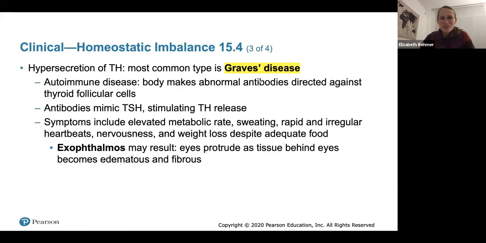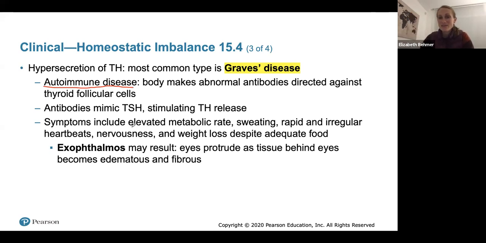So here we have our first highlighted word. If you have hypersecretion of thyroid hormone, so too much thyroid hormone circulating in the body, it can lead to an autoimmune disease called Graves' disease. So if you are hyperthyroid, you have too many thyroid hormones, so all of your body systems are kicked into gear on overdrive.